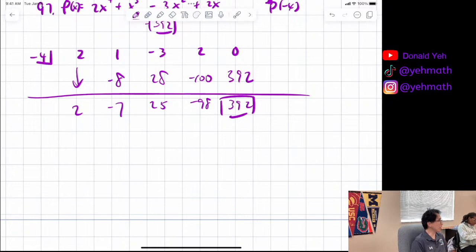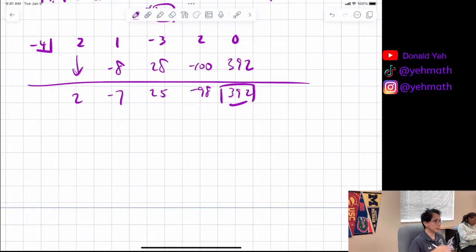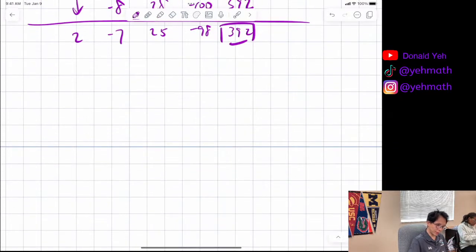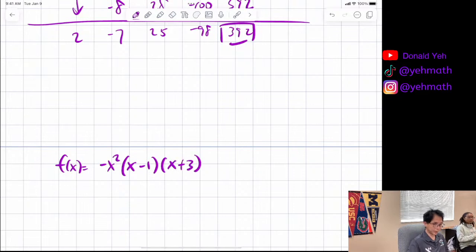Okay. So let's talk about one of the graphing questions. Somebody can tell me which graphing question. Which one? Number one. Okay, so what is the question? F of x equals negative x squared, parentheses x minus 1 close parentheses, x plus 3. Okay, really good.